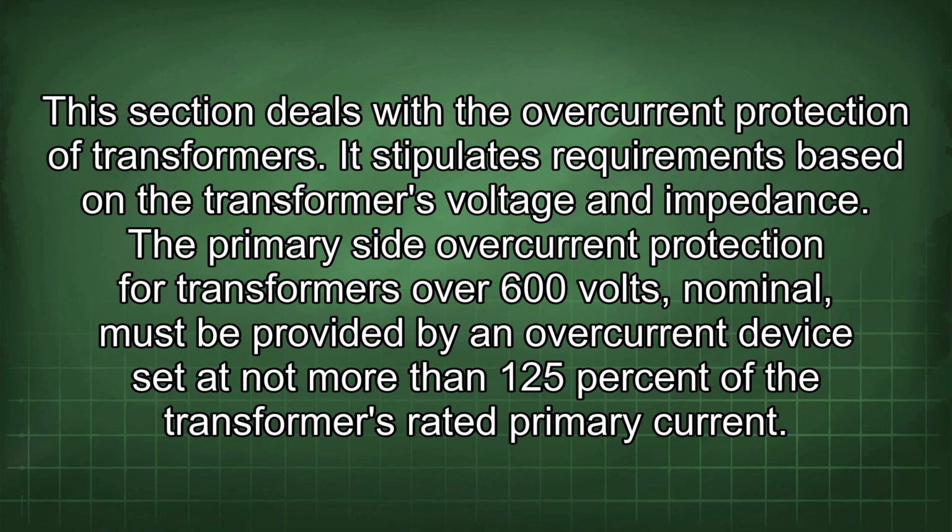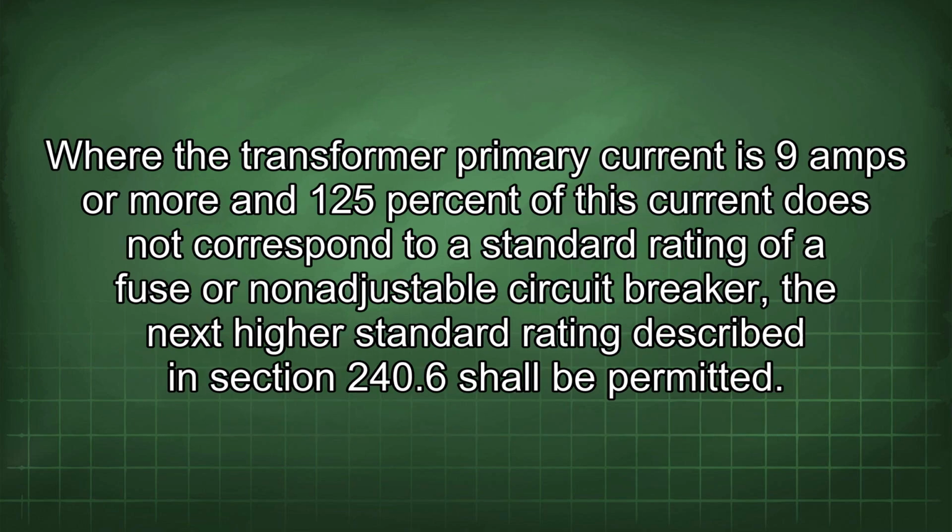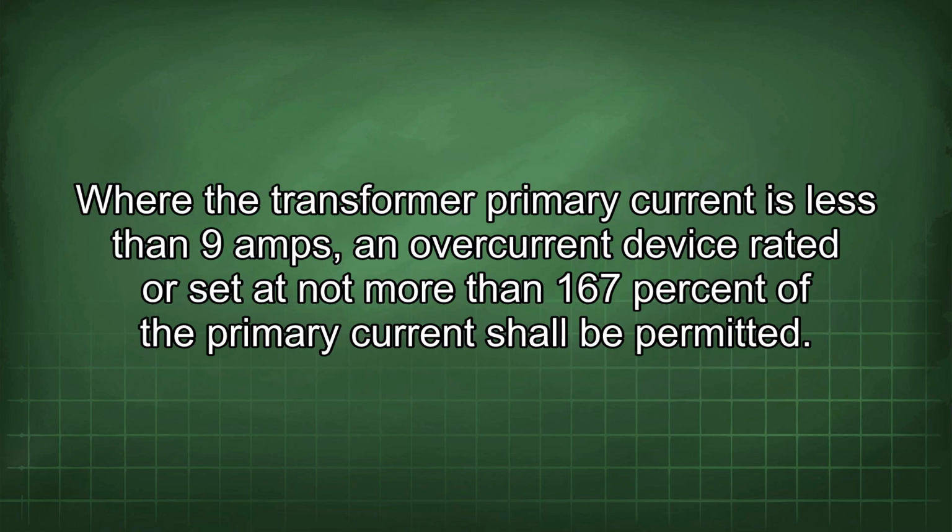The primary side overcurrent protection for transformers over 600 volts, nominal, must be provided by an overcurrent device set at not more than 125% of the transformer's rated primary current. Where the transformer primary current is 9 amps or more and 125% of this current does not correspond to a standard rating of a fuse or non-adjustable circuit breaker, the next highest standard rating described in section 240.6 shall be permitted. Where the transformer primary current is less than 9 amps, an overcurrent device rated or set at not more than 167% of the primary current shall be permitted.